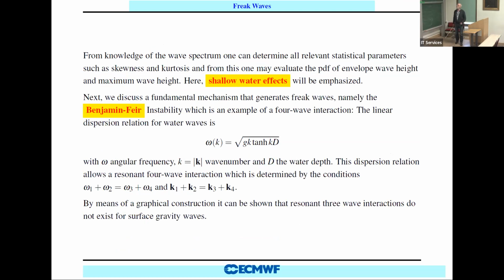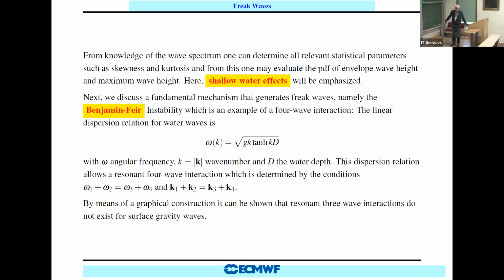Now, from a knowledge of the wave spectrum, one can determine all relevant statistical parameters such as skewness and kurtosis of the sea state. And from this one may evaluate the PDF of the envelope wave height and maximum wave height. And in particular, I will concentrate a little bit on shallow water effects.